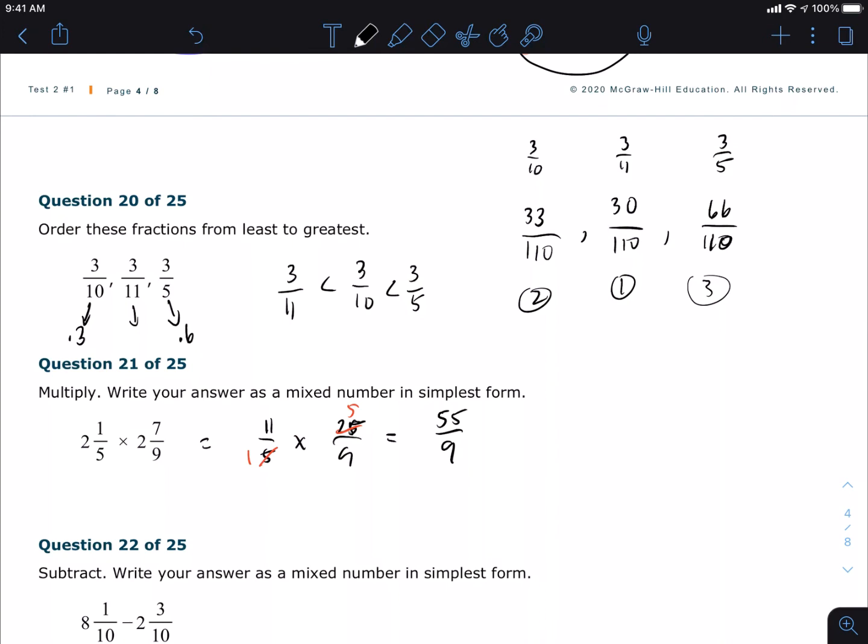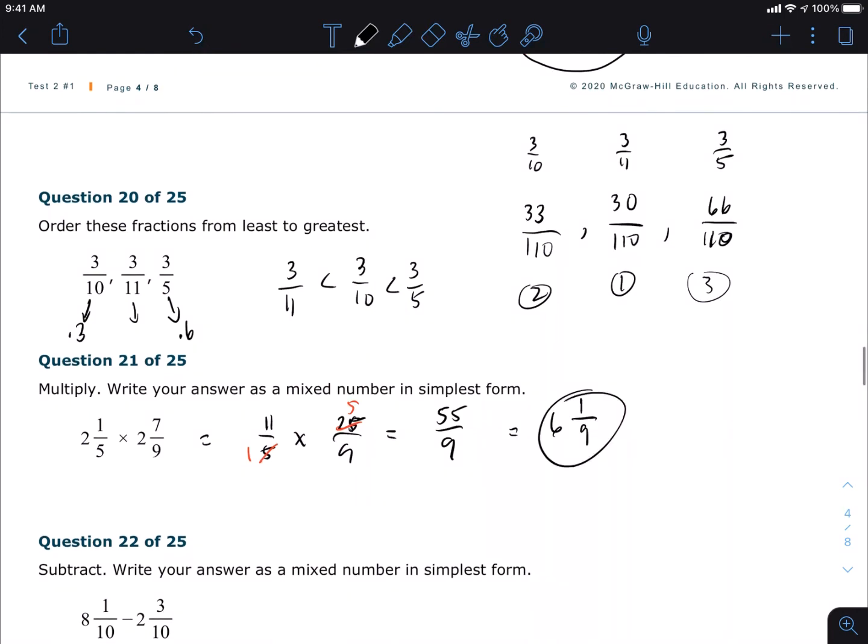But they want it in mixed form. So 9 times 6 is 54. So that should be a 6. 1 is left. And our answer should be 6 and 1/9. We okay? All right.